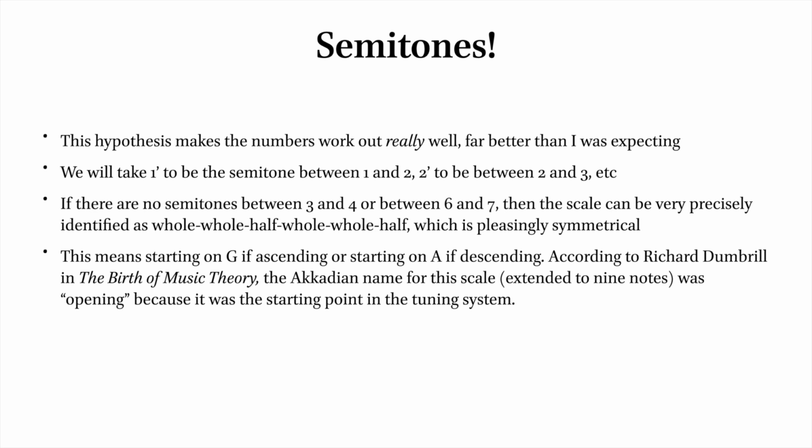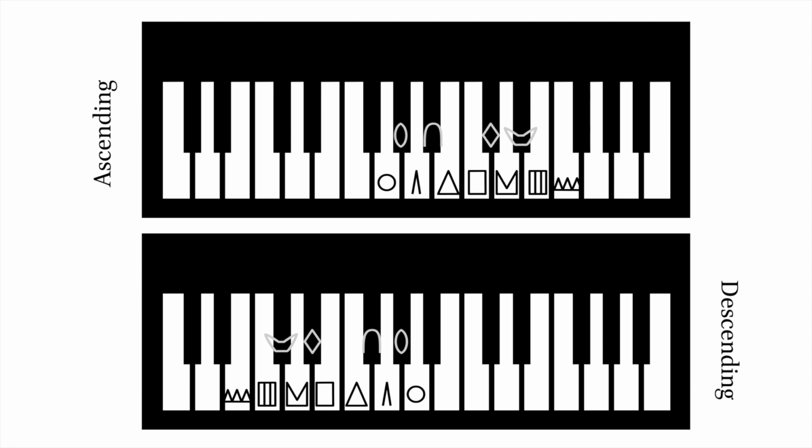According to Richard Dumbrill, the Akkadians called this scale the opening scale because it was the starting point in their tuning system. Here is a visualization of the scale on a piano, which should help you understand why we have 2 separate sets of numbers, 1 through 7, and then 1, 2, 4, and 5. It's not really possible to say if the scale goes up or down, so I have drawn it both ways.